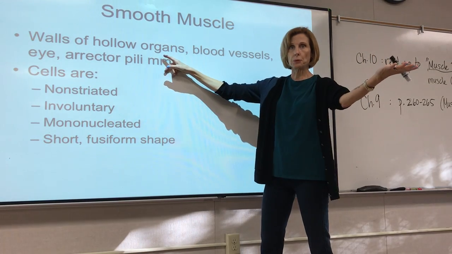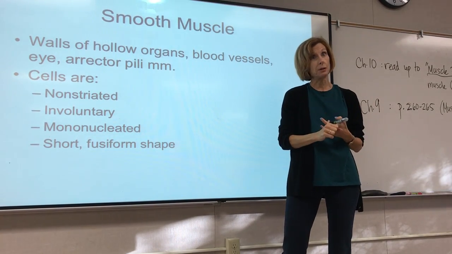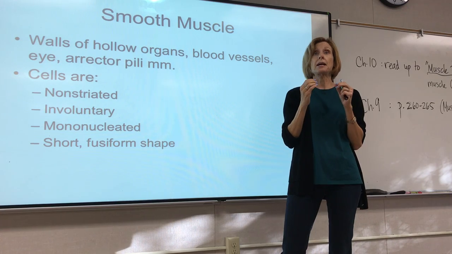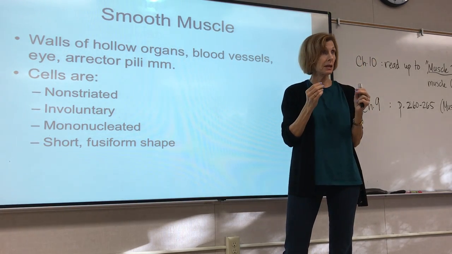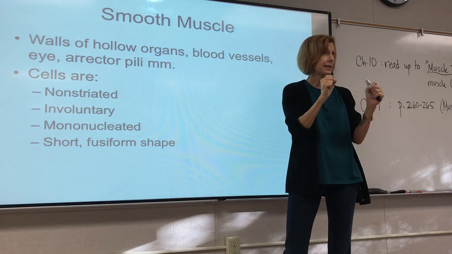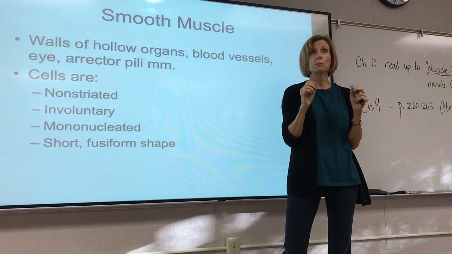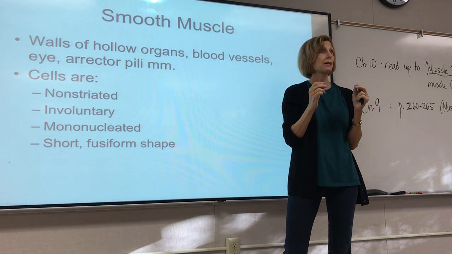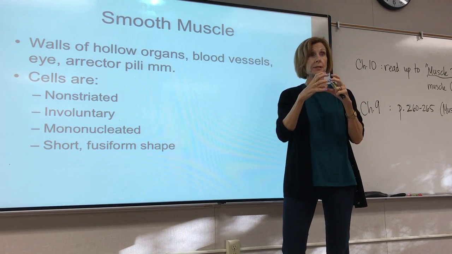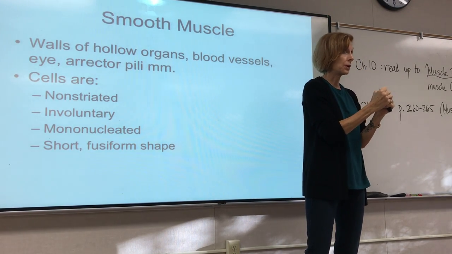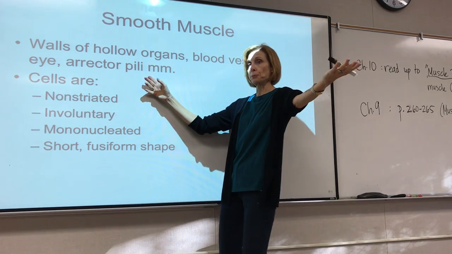Hollow organs would be organs like the stomach, the intestines, the urinary bladder, the gallbladder, the uterus, any type of tube-like structure like bronchial passageways. This is the muscle that contracts during an asthma attack. Also uterine tubes, tubes that carry sperm in the male reproductive system, tubes that carry urine. Anything that has to carry or hold a substance is going to have smooth muscle in its wall to move that substance along.